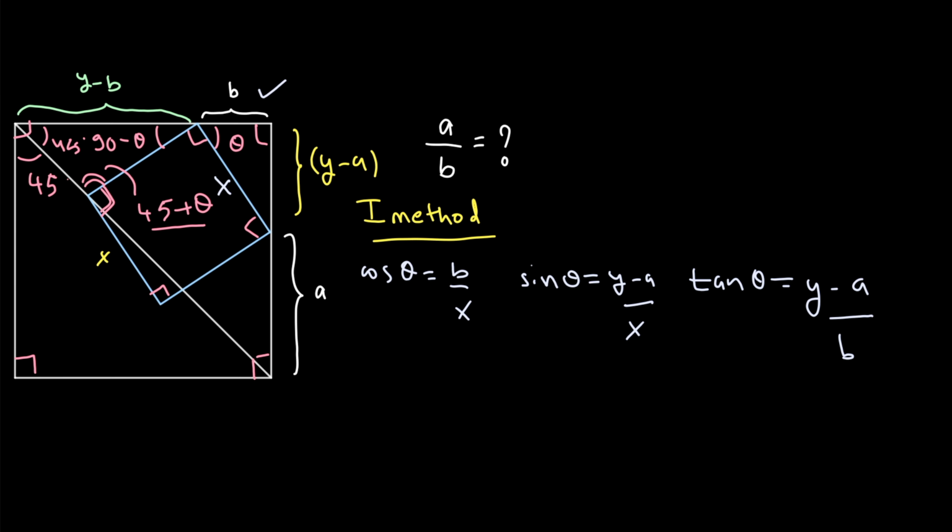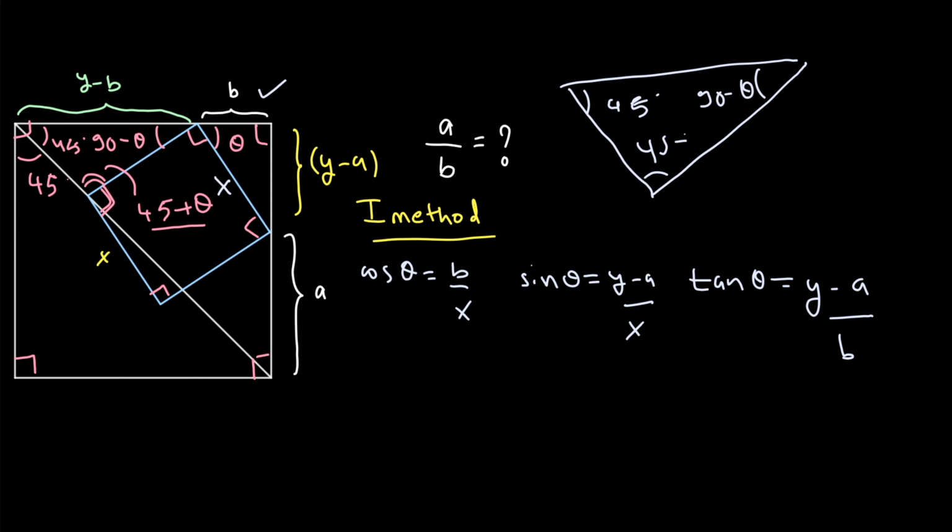Okay, now I will take this particular triangle over there. The triangle is quite messy, meaning it's small in the diagram, so I'll just redraw it outside the diagram. This angle is 45 degrees, this angle over there is 90 minus theta, and this angle over here is 45 plus theta.